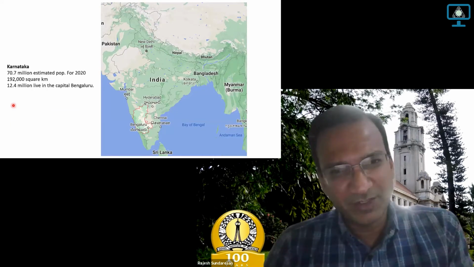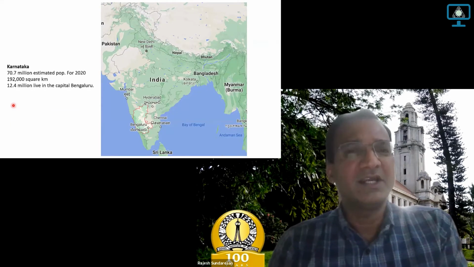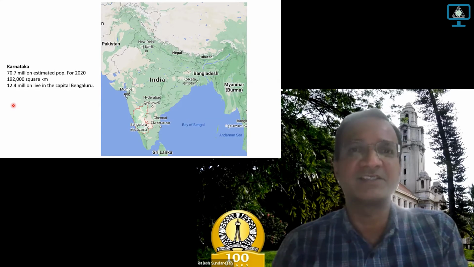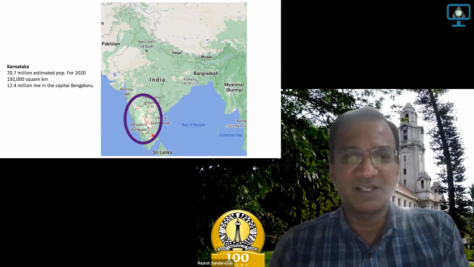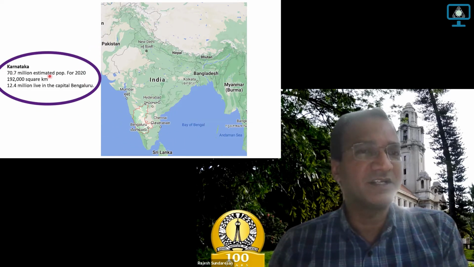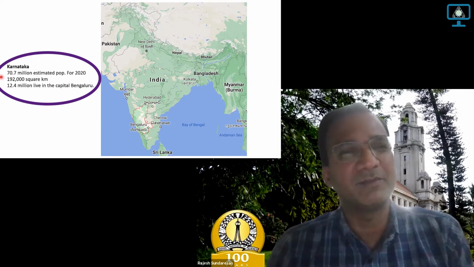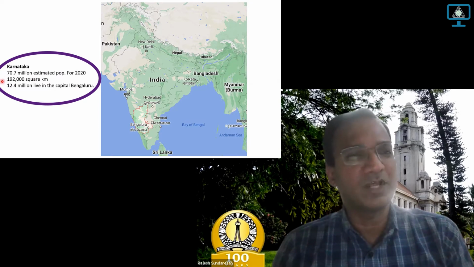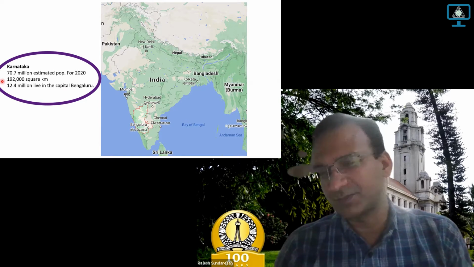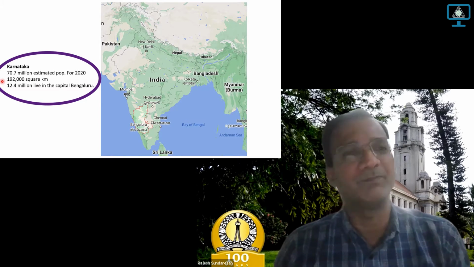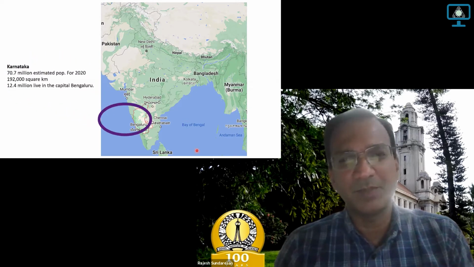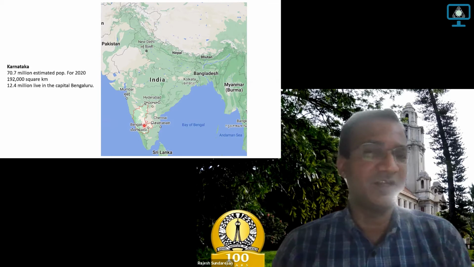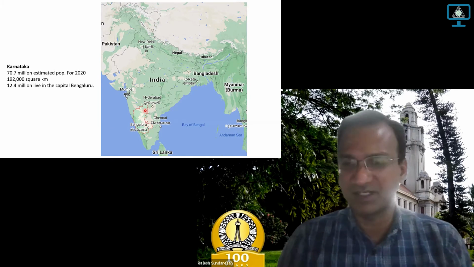I'll now give a context for the work and also about issues related to just doing serological surveys. So this is India, and Karnataka is over here. Karnataka is a state with about 70.7 million estimated population for 2020. And it's about 192,000 square kilometers. So that's about 80% of the United Kingdom. And about 12.4 million people live in Bangalore. That's on this southeast corner.